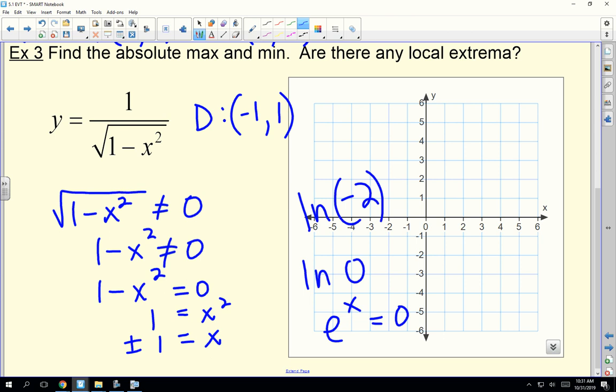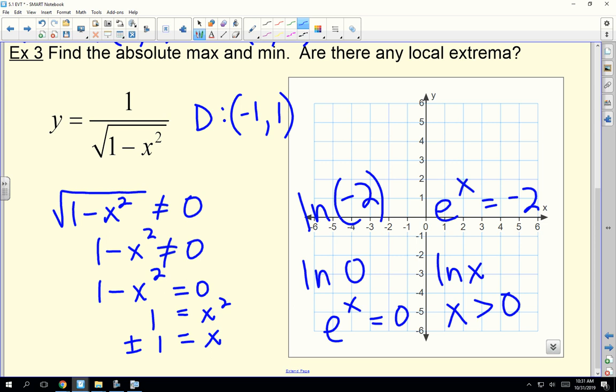Like ln of negative 2. That would be like saying e to what power equals negative 2. Can we do that? No. So do you remember the restrictions on ln or log? Doesn't matter if it's ln or log. It has to be the argument for ln of x. The argument x must be strictly greater than 0.